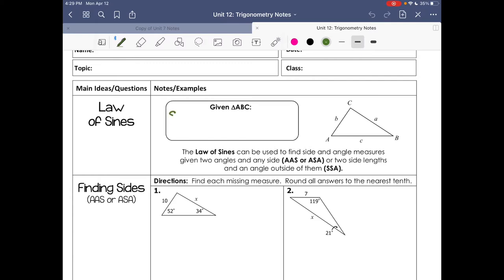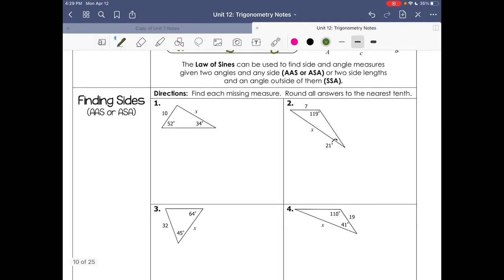So first of all, let's get a formula. If you have the sine of A over the length of side A, capitals are angles, smalls are sides, that's going to equal the sine of B over b, which also equals the sine of C over c. So we can use this ratio to figure out what's missing.